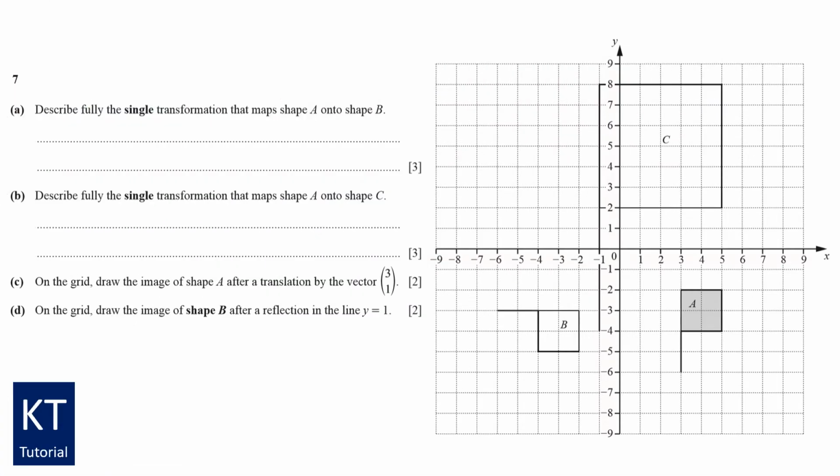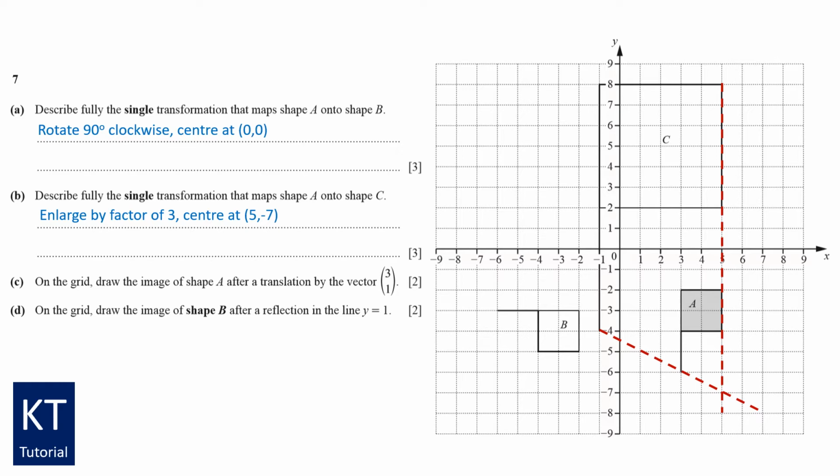Question 7a. Describe fully the single transformation that maps shape A onto shape B. It is a 90-degree clockwise rotation centered at (0, 0). Next, describe fully the single transformation that maps shape A onto shape C. This is an enlargement by a factor of 3 centered at (5, -7).